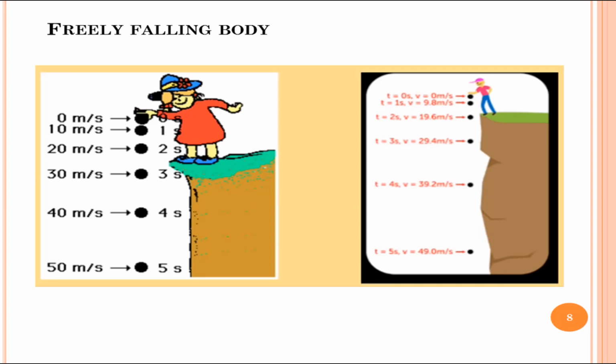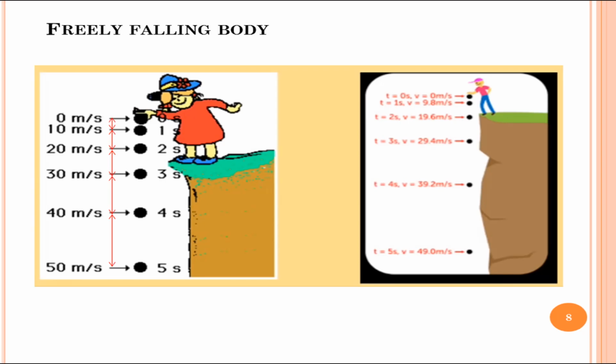If the acceleration due to gravity g is 9.8 meter per second square, then at the end of 1 second the body would have got the velocity of 9.8 meter per second. At the end of 2 seconds it would have got the velocity of 19.6 meter per second, at the end of 3 seconds 29.4 meter per second, and at the end of 5 seconds 49.0 meter per second, and so on. If you look at this diagram keenly, the velocity increases approximately 10 meter per second every second, but if you see the distance covered during each second, it keeps on increasing.